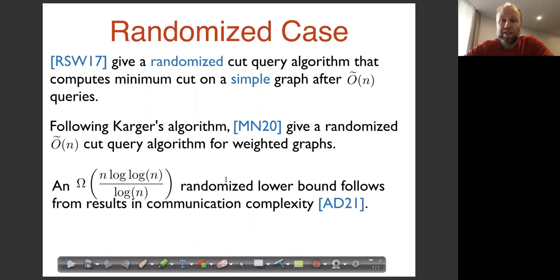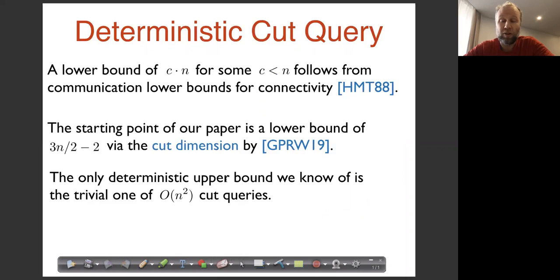The Mukhopadhyay and Nanongkai paper follows Karger's algorithm that I mentioned from 1998, the first linear time randomized algorithm for minimum cut. And we also know a nearly Omega(n) lower bound, so Omega of n log n over log n. And that result again follows from communication complexity. Okay, so up to a polylog factor, we understand the randomized cut query complexity of min cut. Whereas the deterministic case is still wide open.